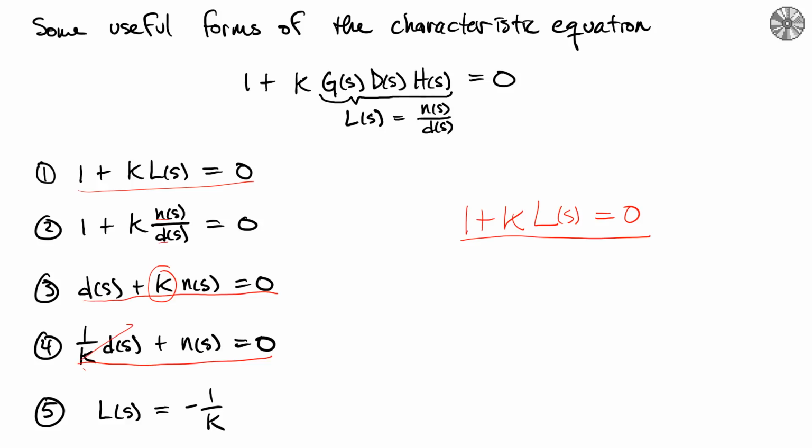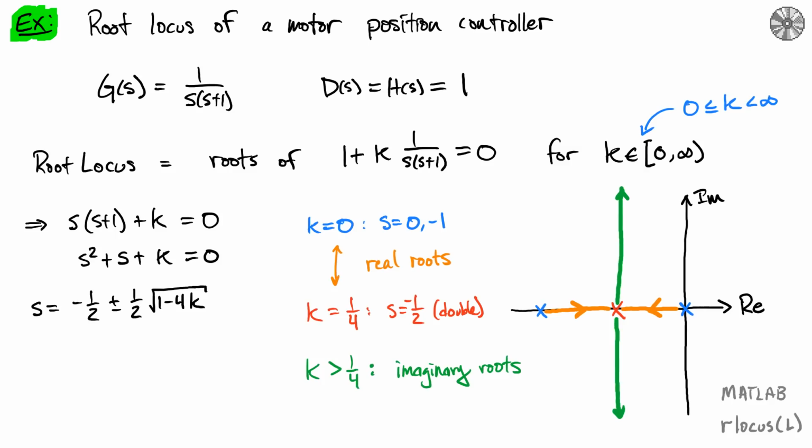And then finally, we can also rearrange and solve for L of s, and L of s has to be equal to minus 1 over k. So we'll see varying forms of this throughout the sketching rules and also the definition of the root locus method.